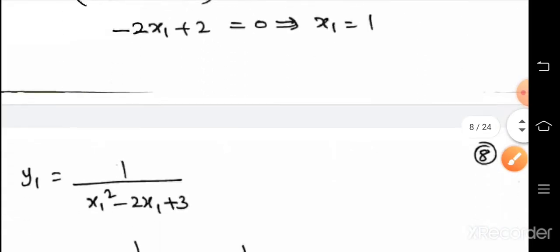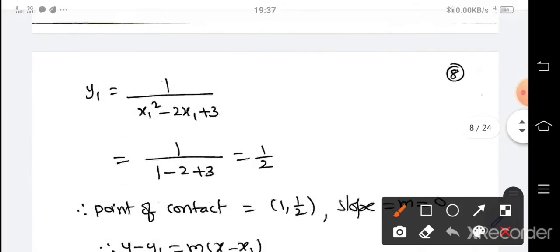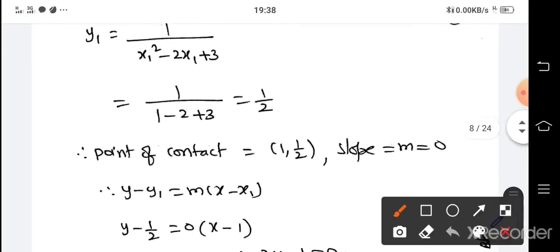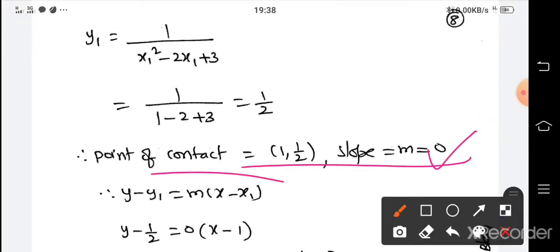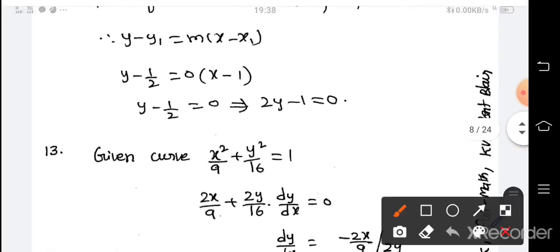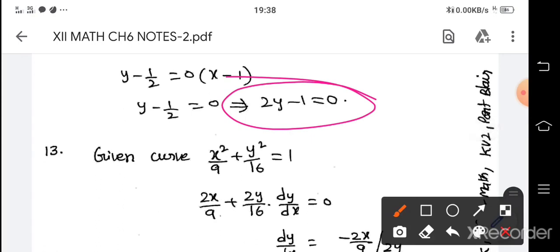So after getting the x1, y1 point, look very carefully. x1 substituted in this, y1 will come. So the point of contact is (1, 1/2). The slope is how much? 0. Using y minus y1 is equal to m into x minus x1, find the equation of the tangent. You get y is equal to 1/2, that is 2y minus 1 is equal to 0. 13th question.